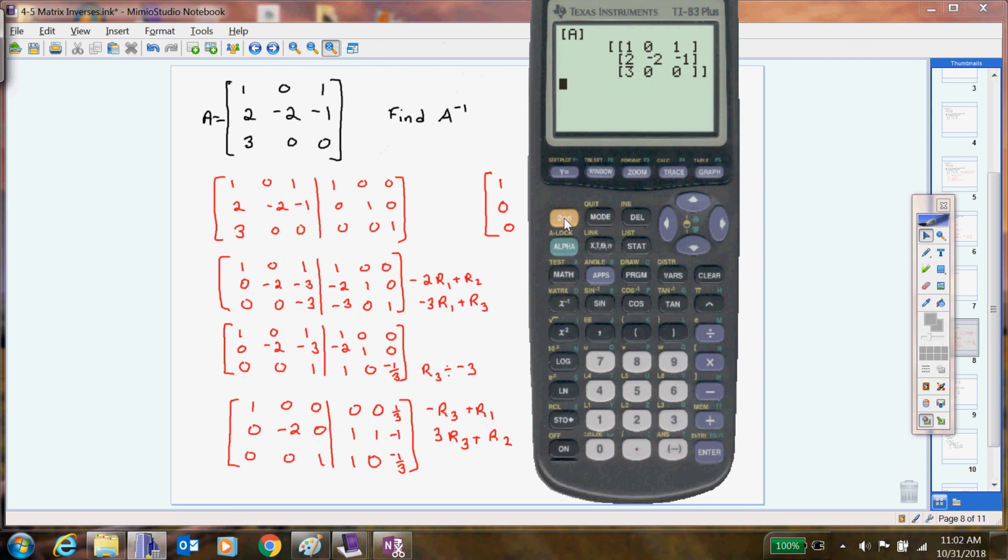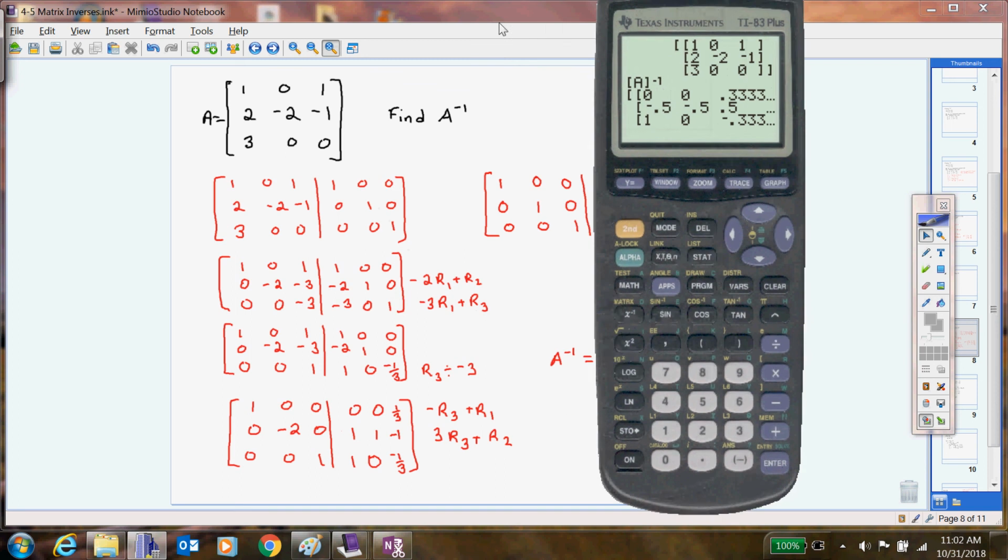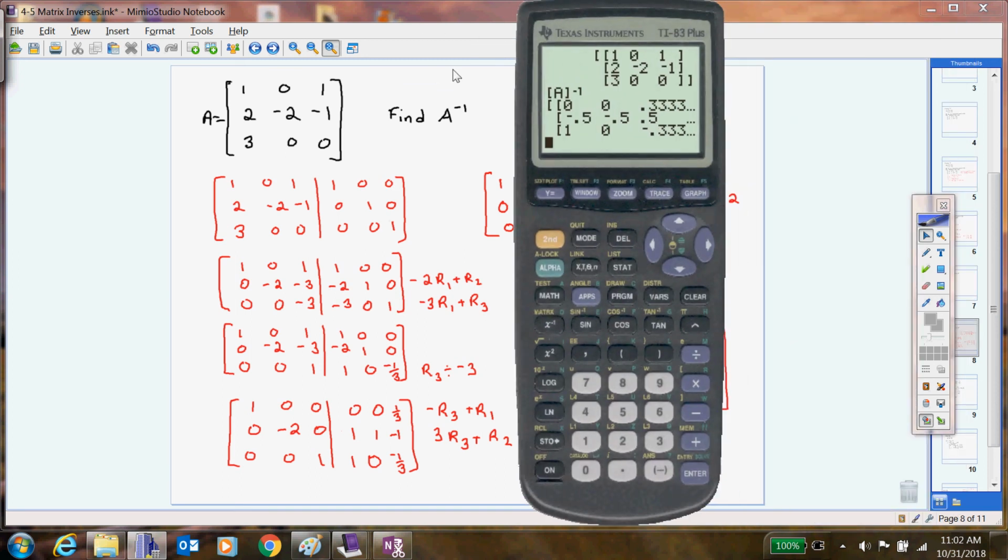But if we want the inverse, we could choose that same matrix, and then instead of hitting enter right away, notice how the inverse button is right here with the little -1 underneath the matrix button. And then we hit enter, and it gives us these numbers. It's not showing up as a fraction, but if you have regular numbers and you want to make them into a fraction, who remembers how? Math, fraction. But you can do that with a matrix also and hit enter, and it turns it into the fraction form.